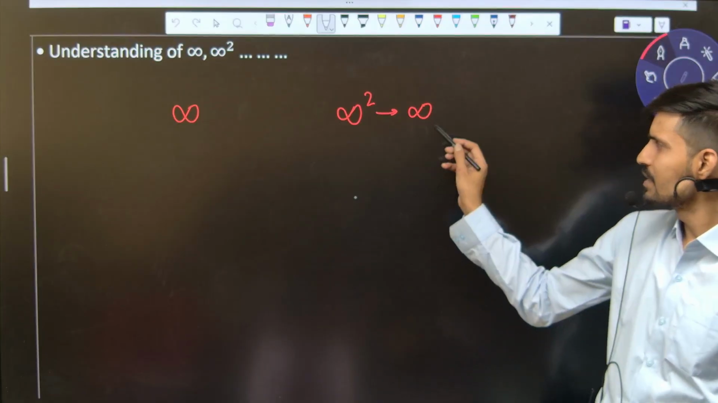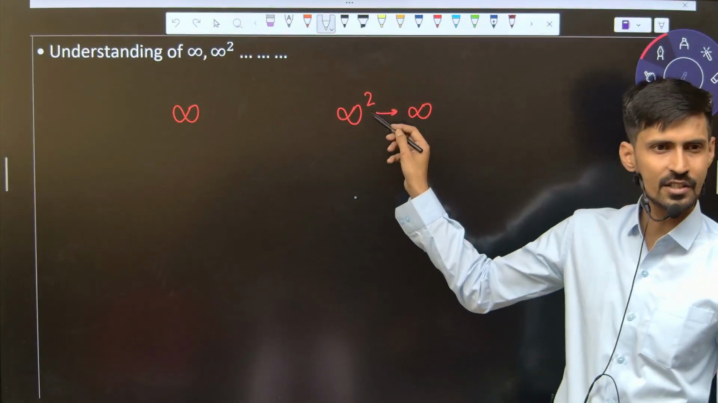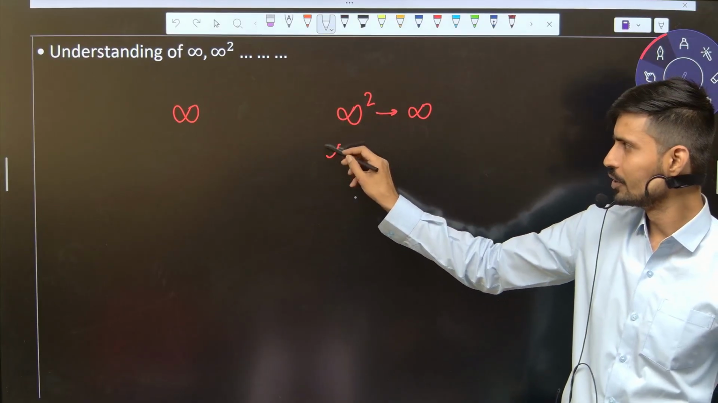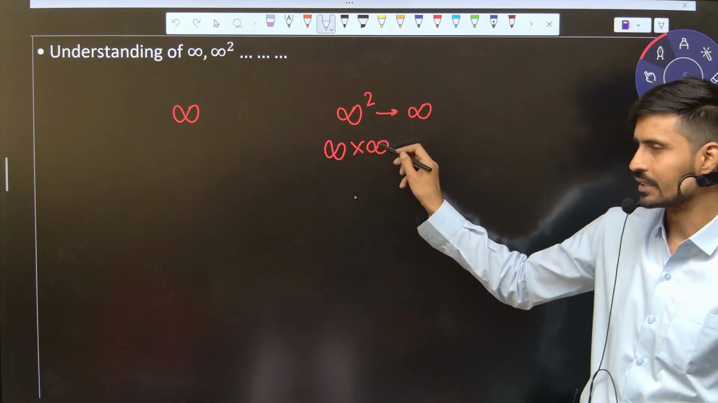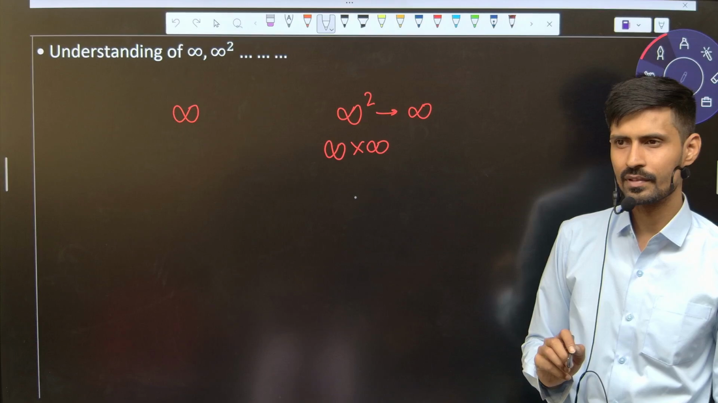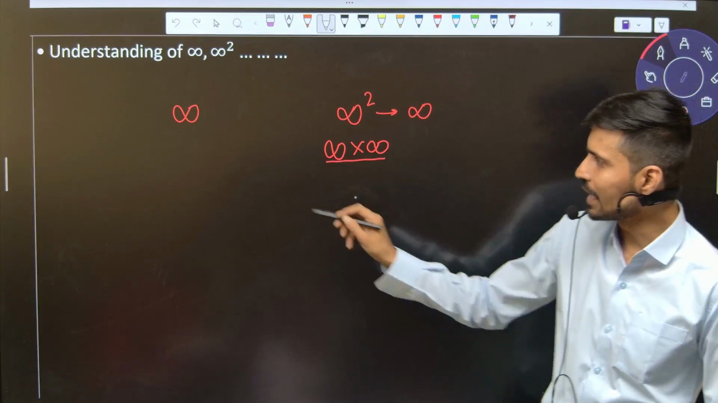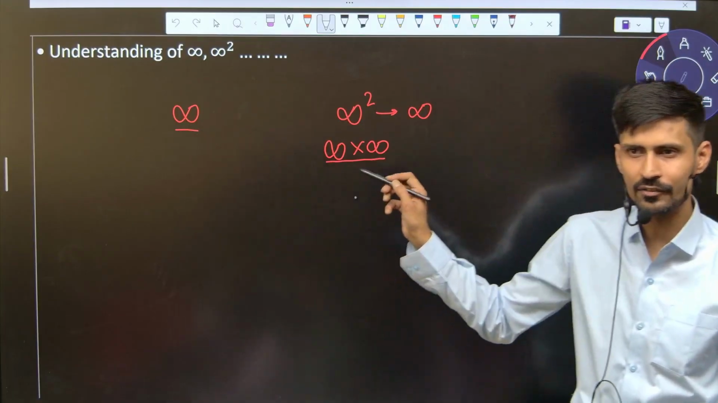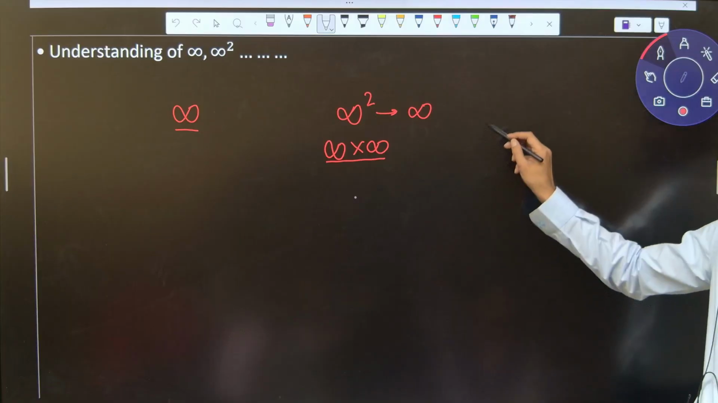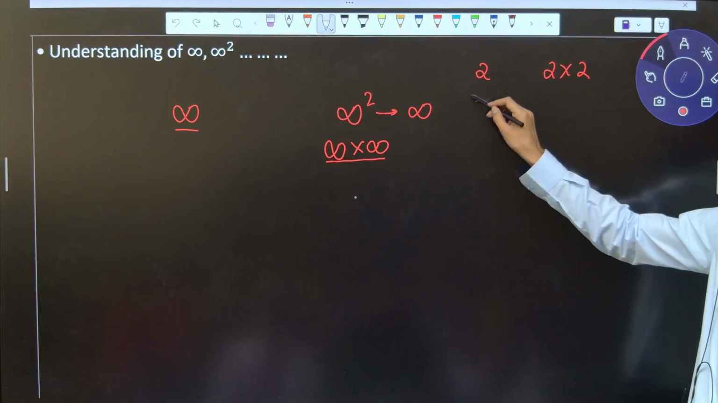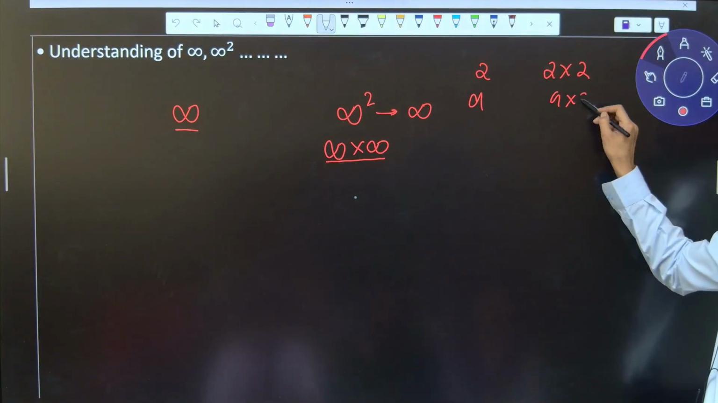See this. This infinity square, you can write as infinity into infinity. Infinity into infinity and simple infinity. What is the difference between both? See this. Suppose I am writing one number 2 and I am writing 2 into 2, or I am writing 9, I am writing 9 into 9. Understanding is the same.